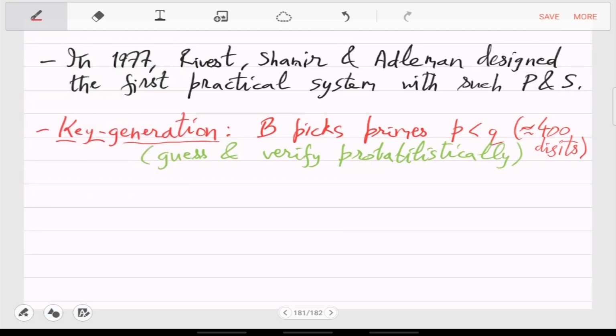So the bank finds this P and Q, and then based on the primes, the number n is P times Q. Okay, this becomes the public key. This is what is sent to all the customers, the number n. So number n is around 800 digits.